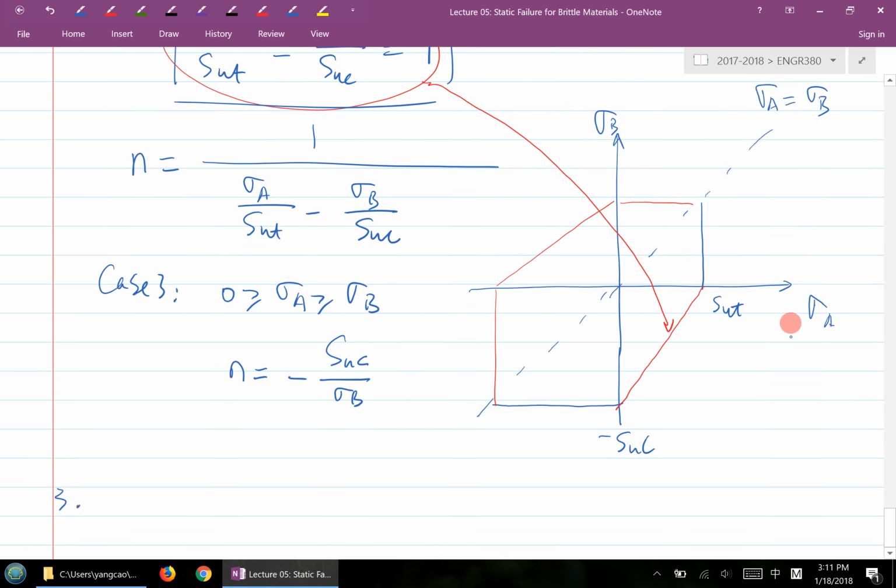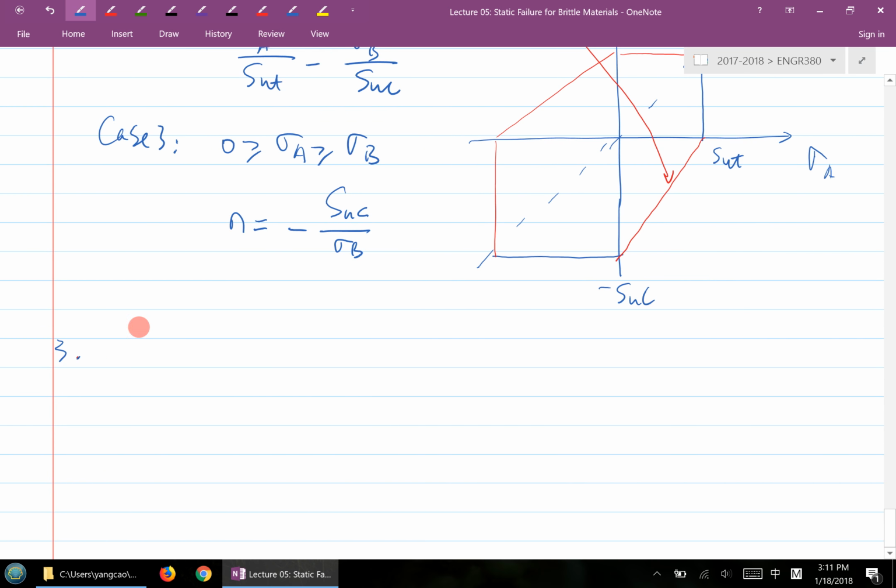Okay, so the last one here is called modified mohr theory. Modified mohr theory. Okay, so MM theory. And what is the modified mohr theory here?